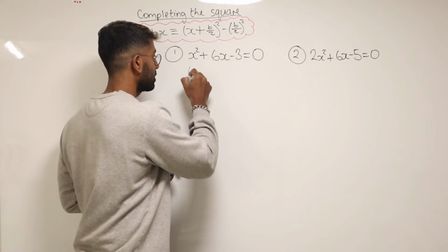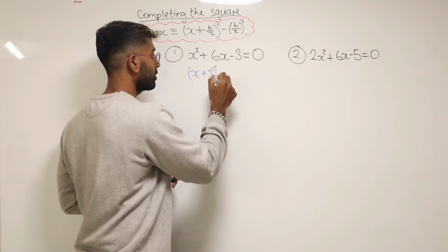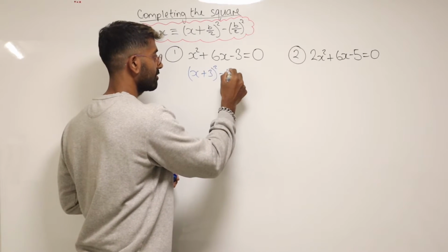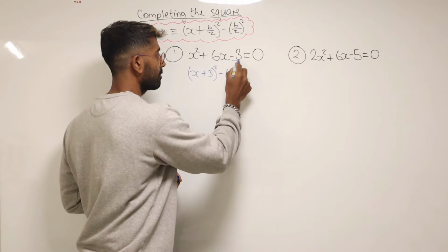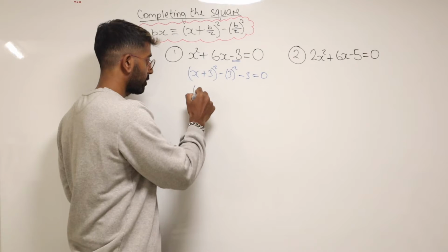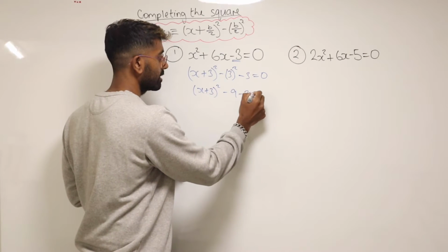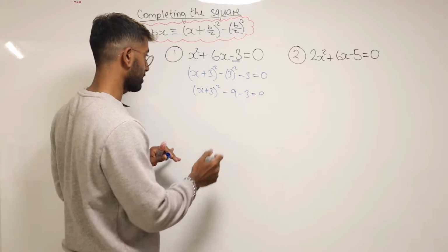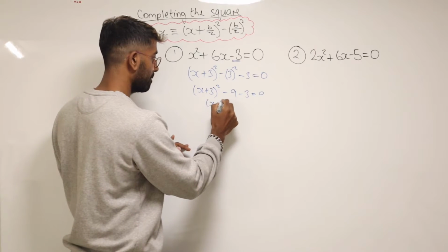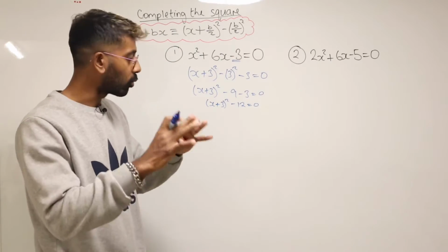So we'll have x plus, and we half this coefficient, put a squared on it, take away whatever number you have in here, and then put that minus 3 just on the end over there. So then we'll have x plus 3 squared minus 9 and then minus 3, which gives us 0 on the other side, and we neaten up one more time. And so we end up there.